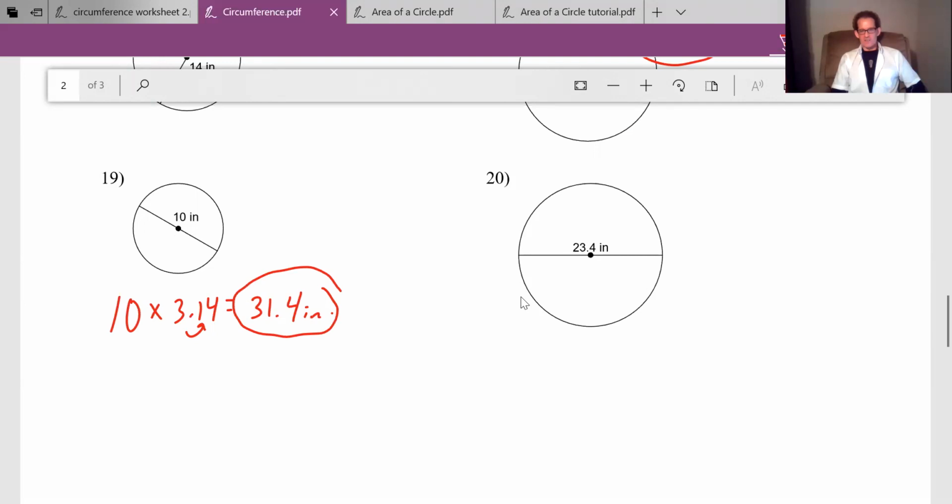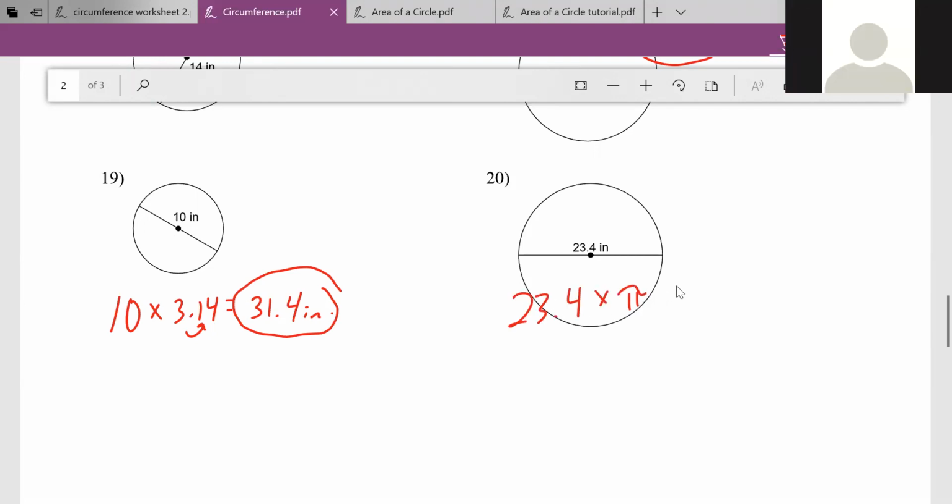Okay. I'll need a calculator for this. So 23.4 times pi is going to be 73.5. So the 7 means we can round the 4 up to a 5. 73.5 inches.